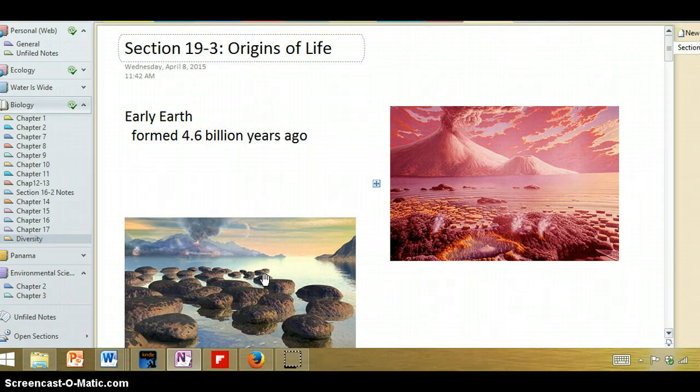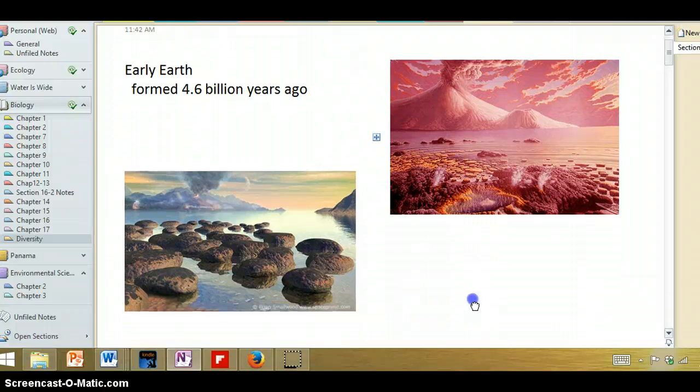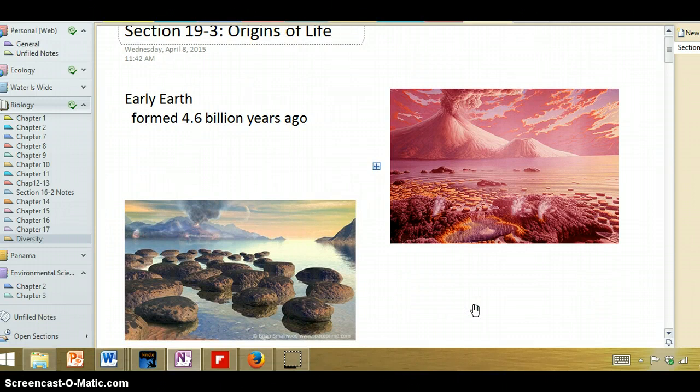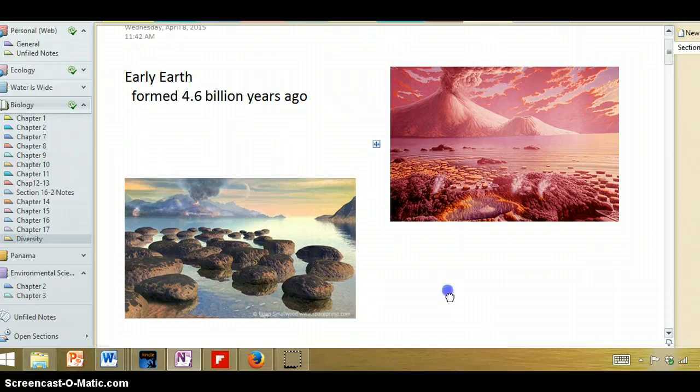Of course, it was a very inhospitable place at first. At the very beginning, it was just this molten mass of extremely hot semi-solid rock. But as it cooled, an atmosphere began to form and cooled enough for water vapor to condense into liquid, and then you got liquid water on the surface of the Earth. The oceans formed, essentially.